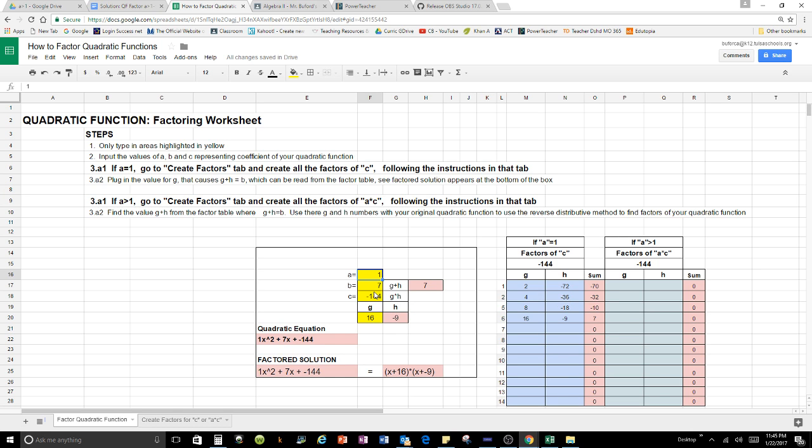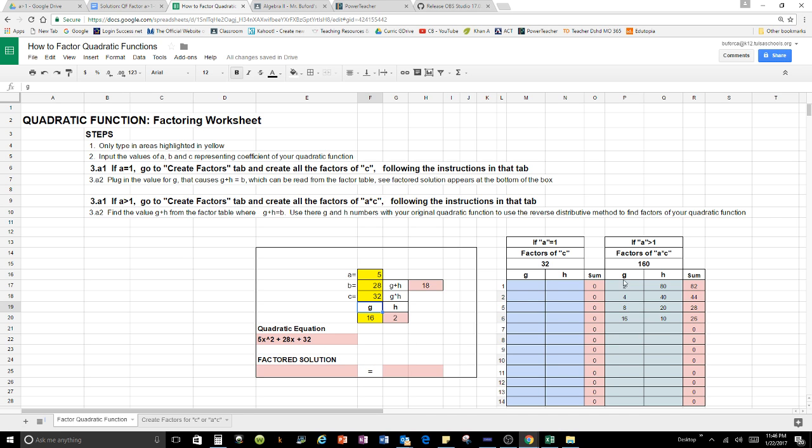So we type 5, 32, I'm sorry, 5, 28, and 32. Okay, and you can see the function here, 5x squared plus 28x plus 32.